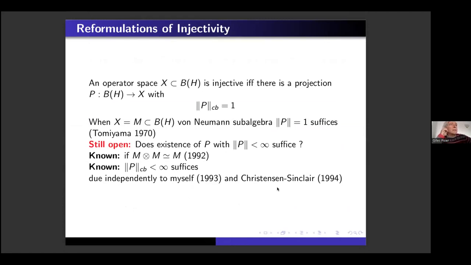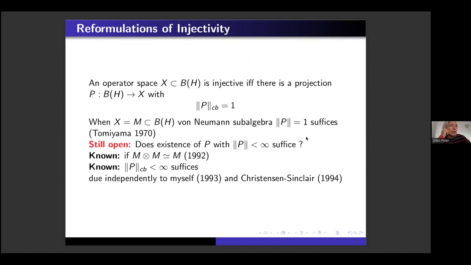Some reformulations of injectivity are interesting because they lead to some open questions. That's why I want to mention them here. An operator space is injective if and only if there is a projection with CB norm 1. This is what I just explained when I returned to the first screen. When M is a von Neumann algebra, Tomiyama proved that it suffices to have a projection of norm 1. It will automatically be completely positive and of CB norm 1.